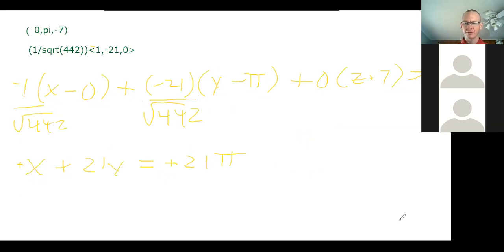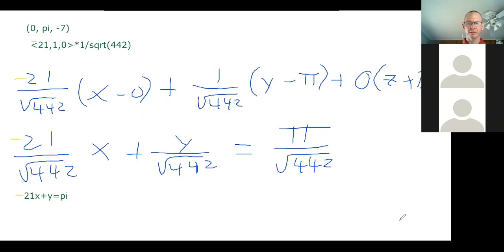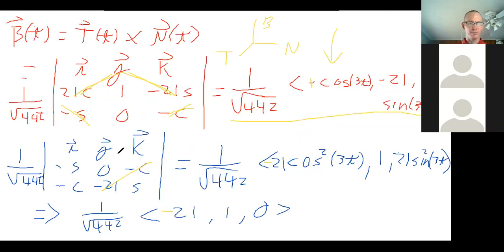Okay. Now I still think I messed up somewhere along here because now this one should be a plus. So I'm not sure how that's going to screw things up.